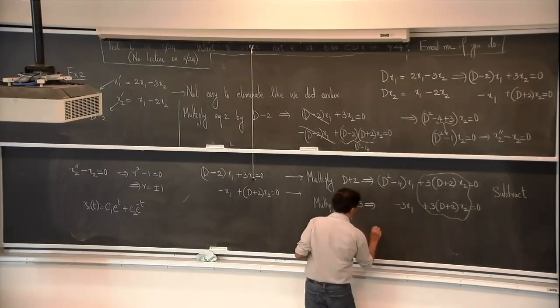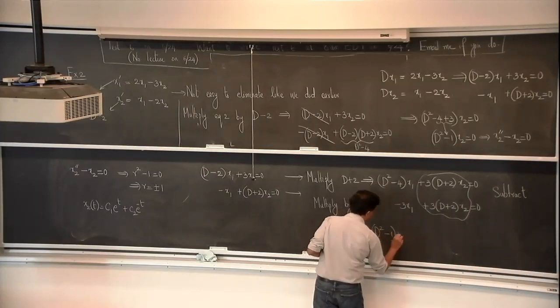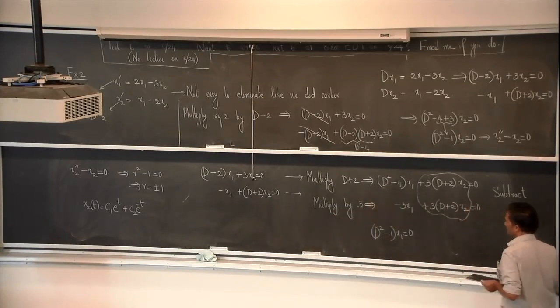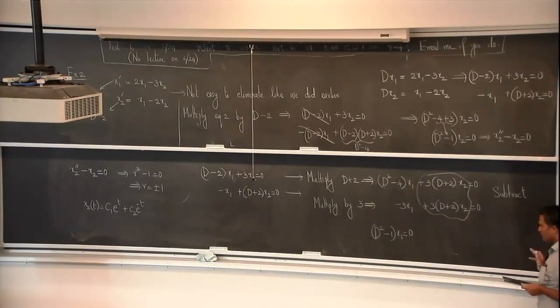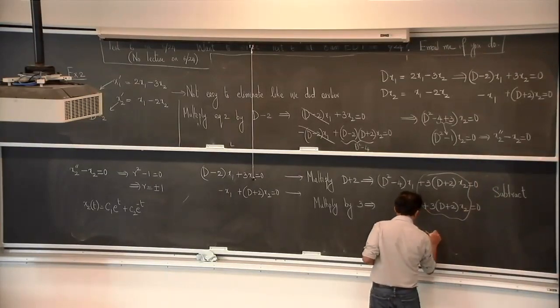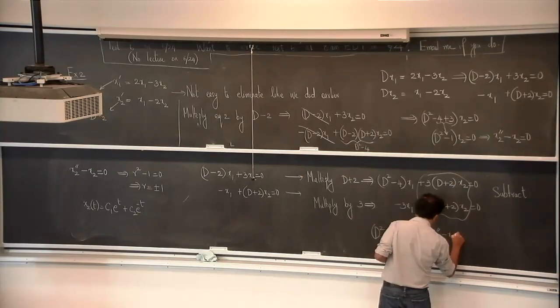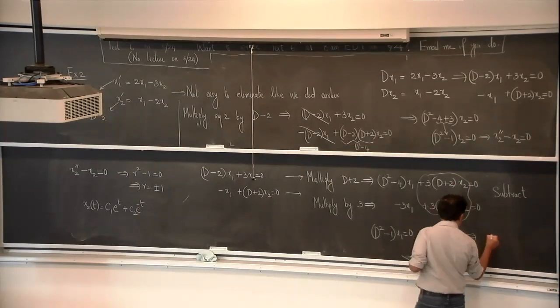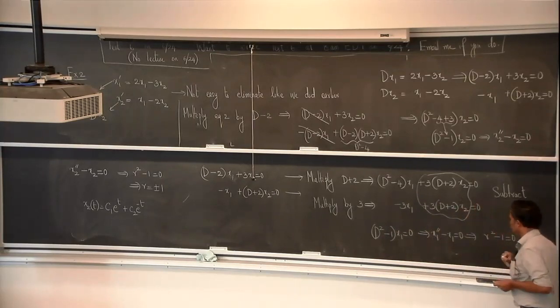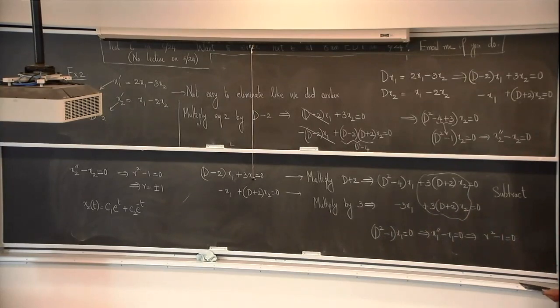So you have D squared minus 1 times x1 equal to 0. Now we should be a little careful here. So your differential equation now is x1 double prime minus x1 equal to 0. So you have r squared minus 1 equal to 0. When you solve this, you shouldn't put the same constants c1 and c2, because this came out of a different system at this point.